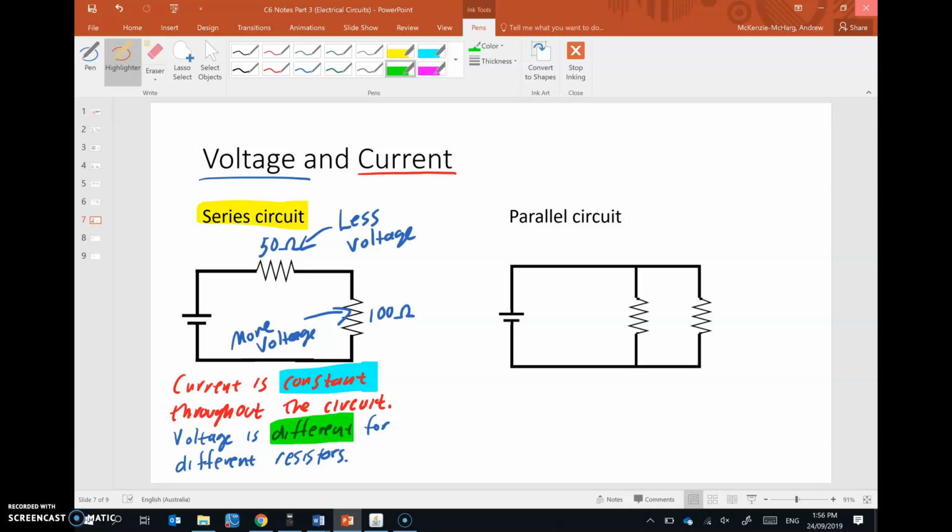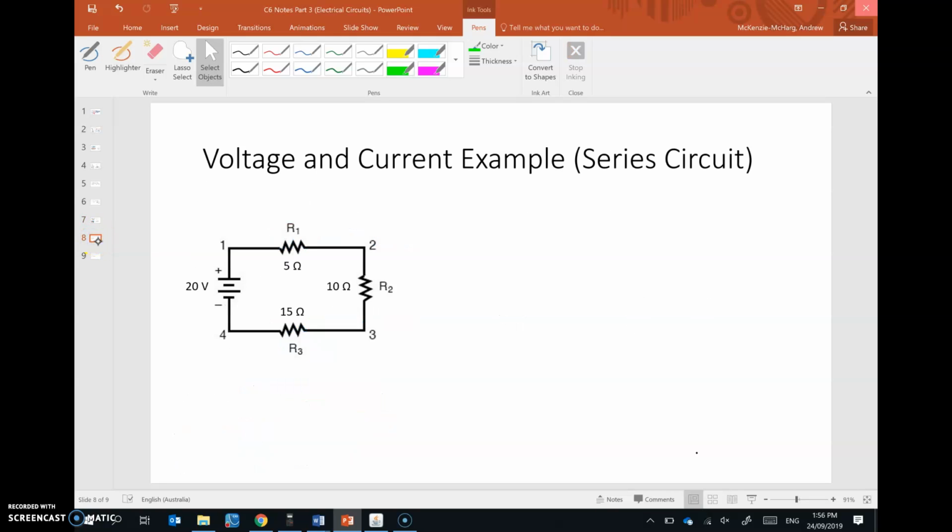Okay, let's look at an example for voltage and current. And what this relies on here is simply Ohm's law. V equals IR. Voltage is equal to current times resistance. So in this example, we're going to find the total current and then the voltage across each resistor.